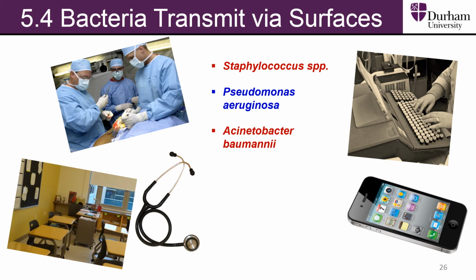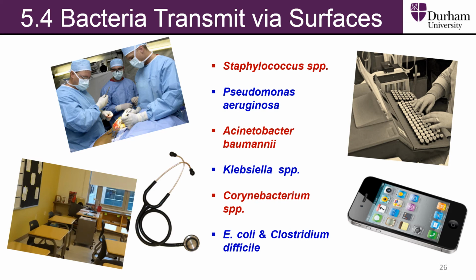Acinetobacter baumannii transmits through equipment in intensive care units, bed rails, stethoscopes, medical scrubs, gloves, and phones. Klebsiella species spread via gloves, hand-washing sinks, and the floors and walls of classrooms. Corynebacterium species transmit through infected clothes and objects in public areas, on the floors, walls, desks, and chairs in classrooms, and on various outdoor surfaces. E. coli and Clostridium difficile transmit via surfaces in different public sectors like hospitals, schools, and crowded areas.